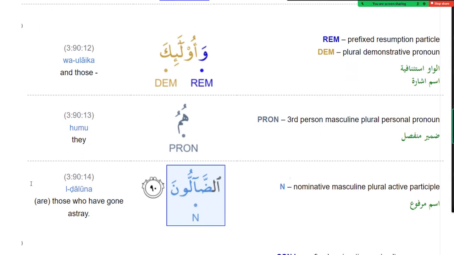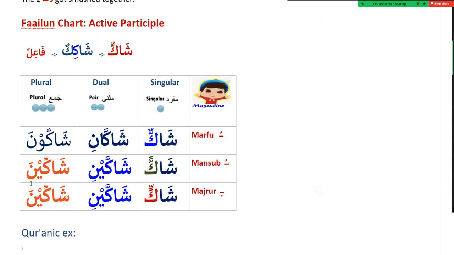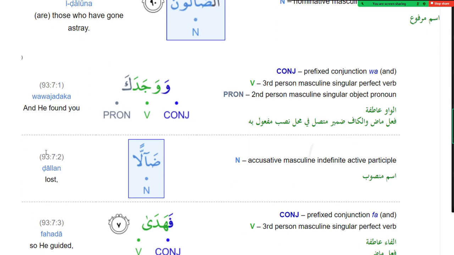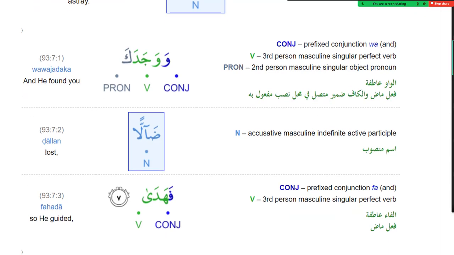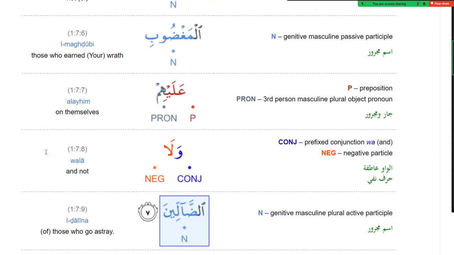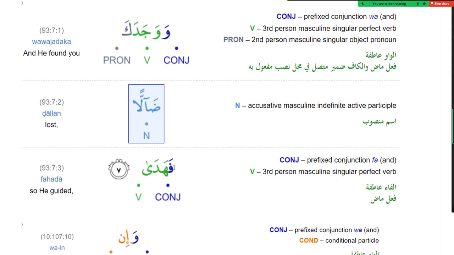وَأُولَٰئِكَ هُمُ الضَّالُّونَ, and those, they are those who have gone astray. Which is the word? ضَالُّونَ, right? Like Muslimuna, like shakuna, it's going to be ضَالُّونَ. وَوَجَدَكَ ضَالًّا فَهَدَى. He found you lost, so he guided. Which is the word? Dalan, right? So what was it actually? Dalilun, like shakikun, right? So the two lams got fused together like shakun, and it became dalun.